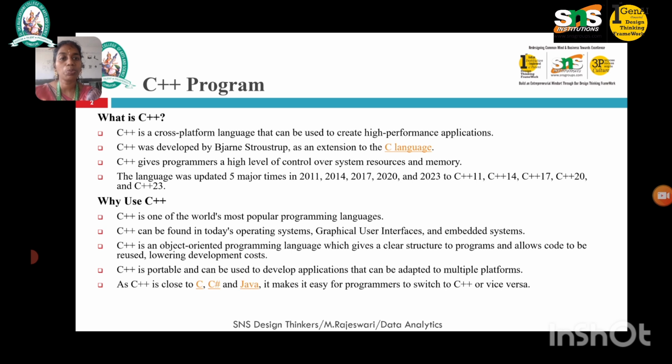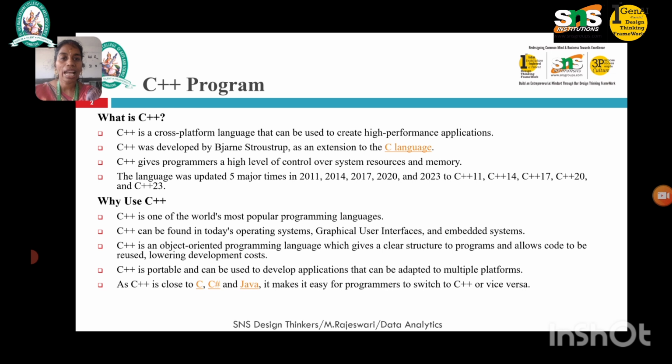C++ is portable and can be used to develop applications that can be adapted to multiple platforms. So C++ is a portable language. In any operating system we can use a C++ program. This is a major advantage of the C++ programming language.